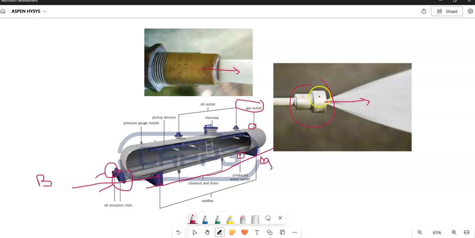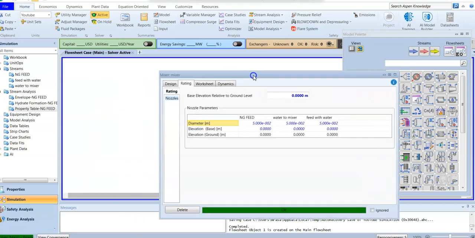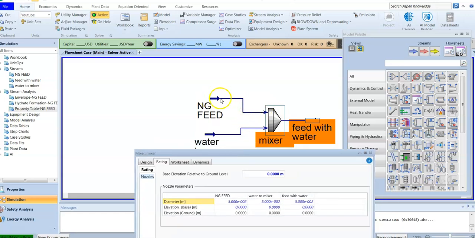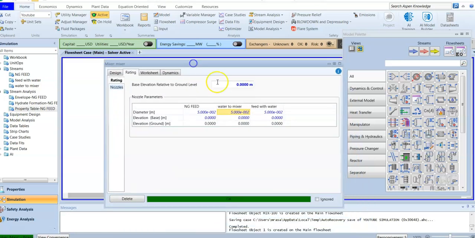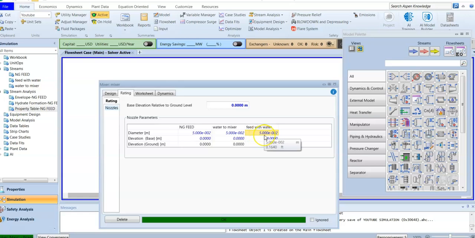Each nozzle has a diameter. Okay, so if we go back to this section in the rating, we need to define the natural gas feed diameter. What is the diameter of the nozzle for this one? This one is entering the mixer through a nozzle, and we are asked about the diameter. Also for the water to mixer, this stream is entering through a nozzle. If you have information about the diameter, it's always recommended to add it here. So for the feed with water, this is your outlet. What is the diameter of the nozzle of the outlet?